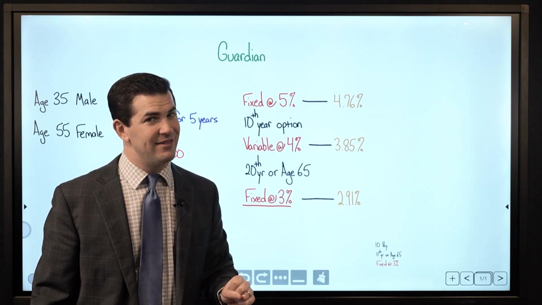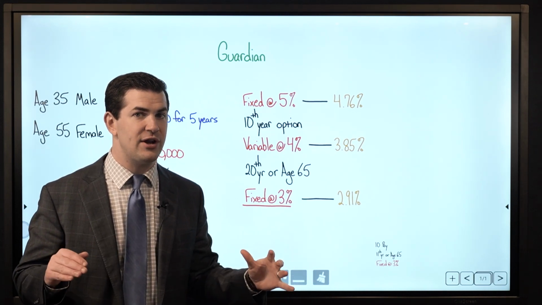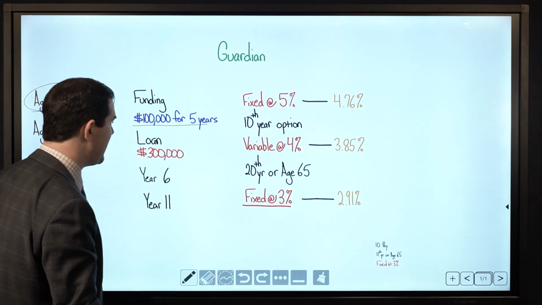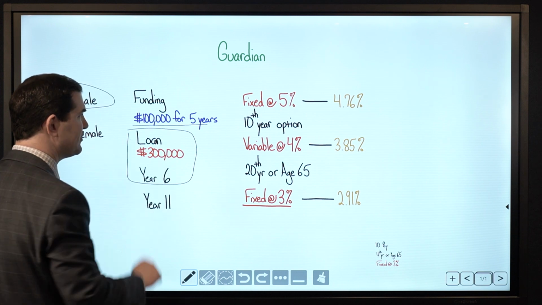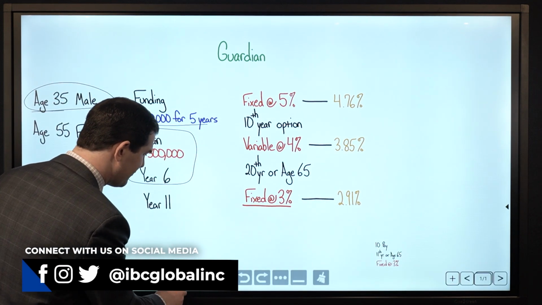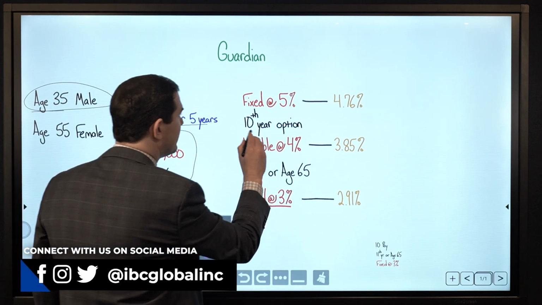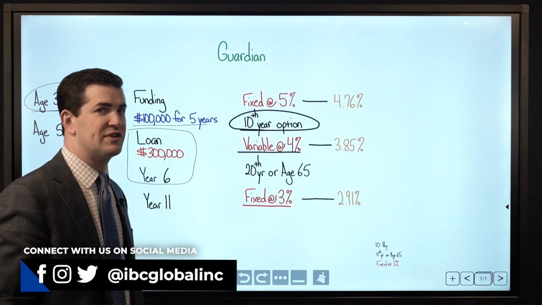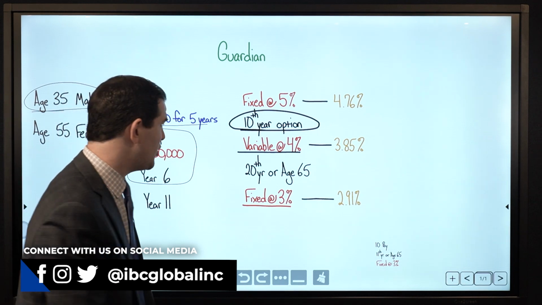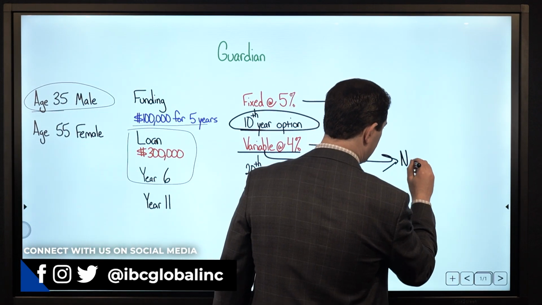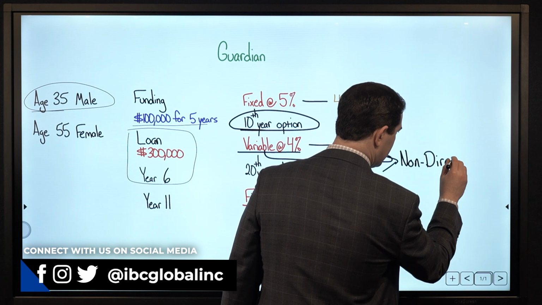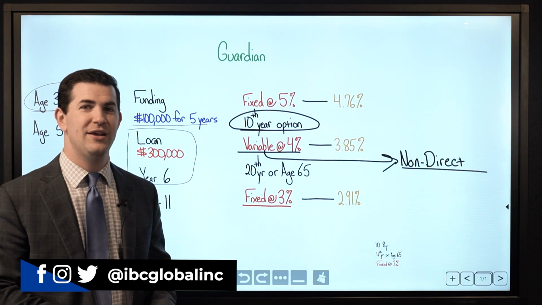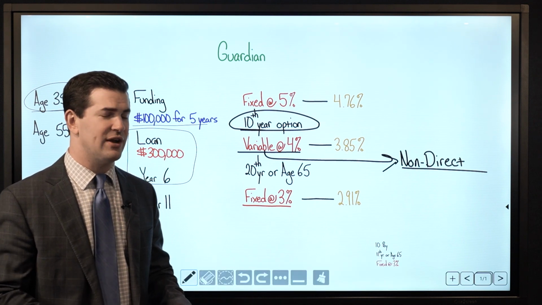So what we're going to look at in this video is the exact same scenario, same 35-year-old individual, funding 100K per year for 5 years, the loan of $300,000 in year 6. And here's the difference. We are going to elect at the 10th year the variable loan interest rate, which gives me a rate of 4%. What it also does is change the policy to a non-direct recognition policy. So this will be interesting when we look at the loan study.